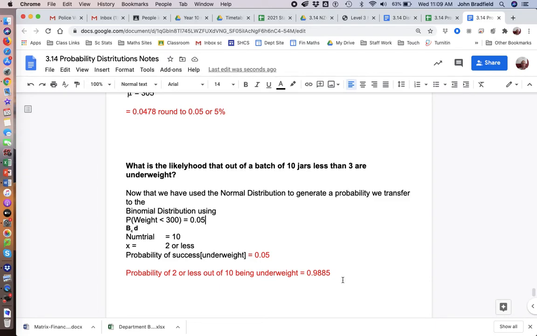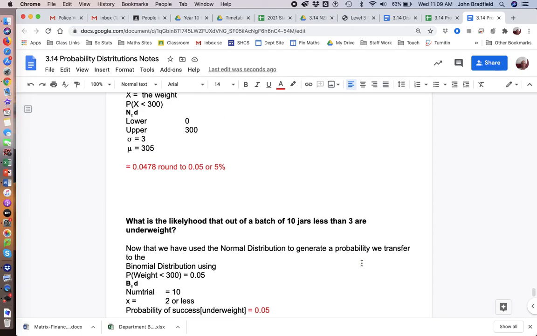So if those are the probabilities, we wouldn't expect that more than 2 would be underweight. It's highly unlikely. And if we compare that with the expected value, then the expected number that are underweight is 0.05 times 10. We only actually expect that out of 10, half of one on average would be underweight. So if we have 1 in every 2 batches, therefore we're not surprised by the relatively high probability here.